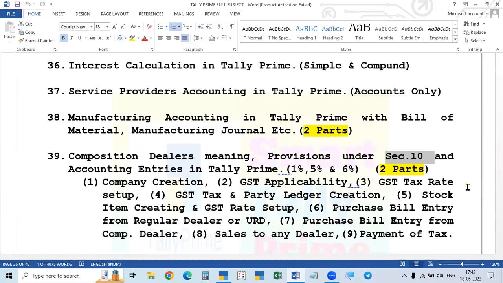That is, they don't have any regular business. They will do the business sometimes for a few days or a few months. Just like in exhibitions or on special occasions like the opening of some shops or stalls, they do business for some time and then close. They are called casual taxable persons, so they cannot take the composition scheme.